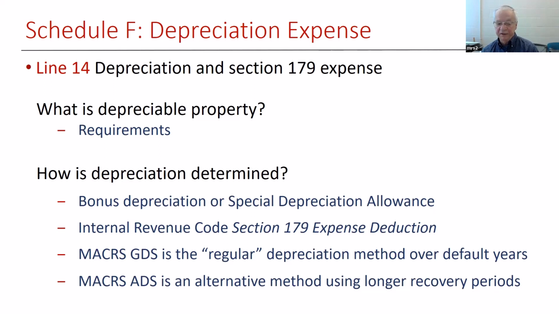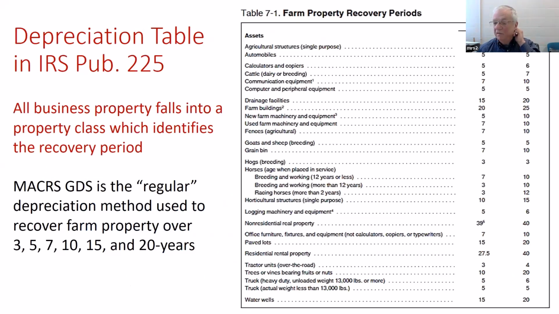The other two methods there, MACRS GDS, is the regular depreciation method that we've been under rules for many years, and the assets get depreciated over their asset class life. I'll show you that in a moment. The ADS method stretches that life over a longer period of time. So this is a table in the IRS that is very useful if you're going to look at recovering those depreciable assets over their useful life according to IRS asset class.